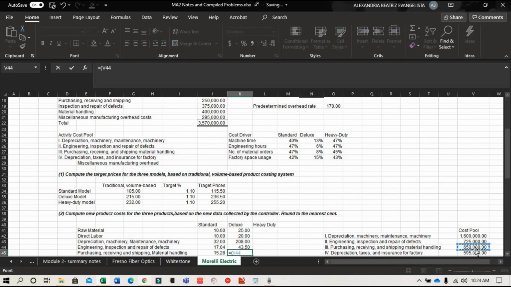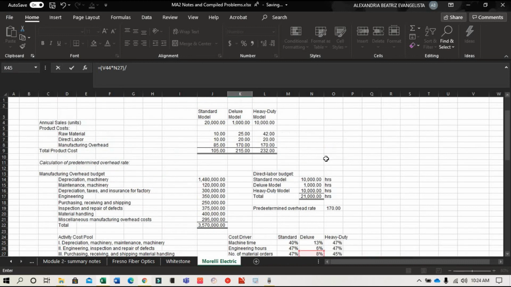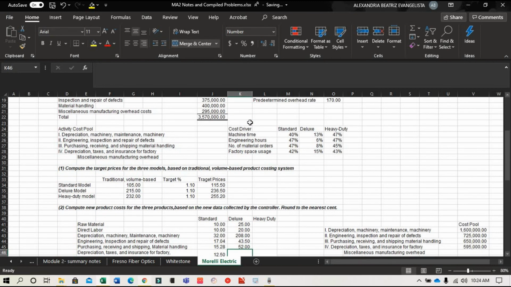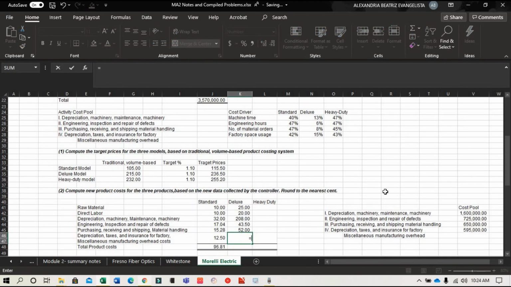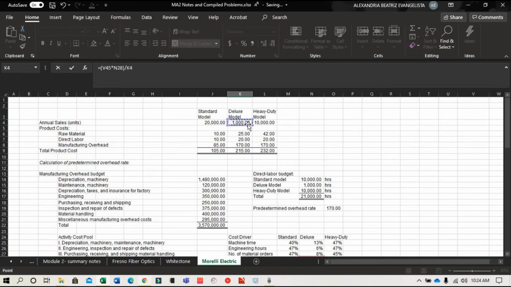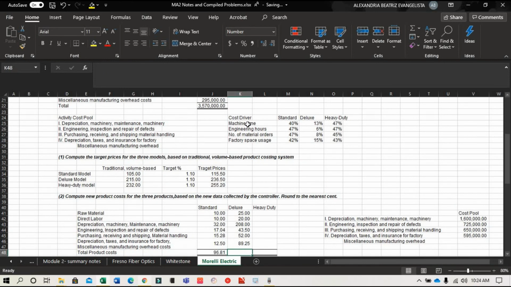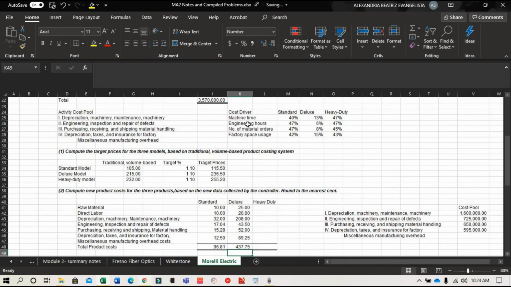And then for the third activity pool, that is 650,000 multiplied by 8% divided by, again, 1,000, that would give us 52. And then lastly, 595,000 multiplied by 15% divided by 1,000 units, and that would give us 89.25. And the total product cost for the deluxe model is 437.75. Now let's proceed on to the last model, which is heavy duty.